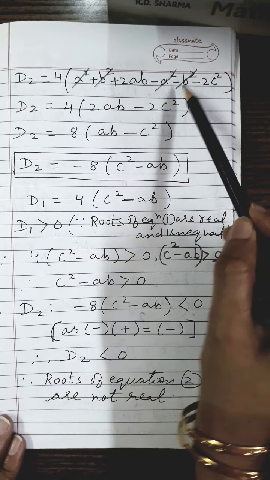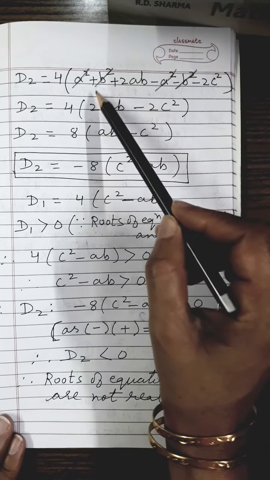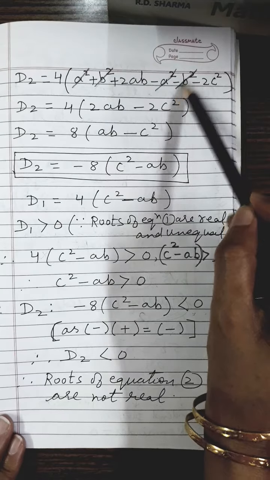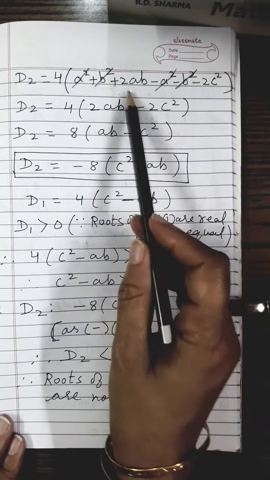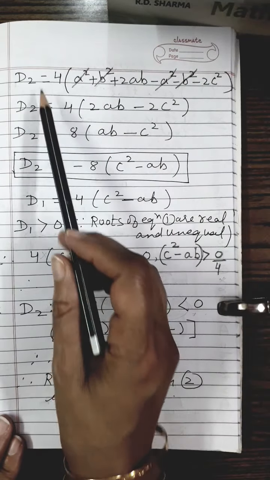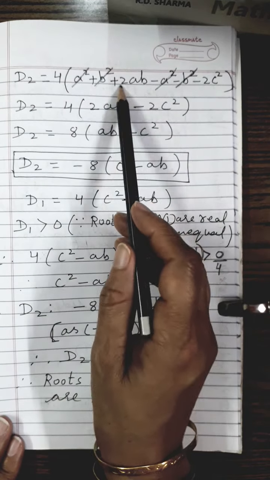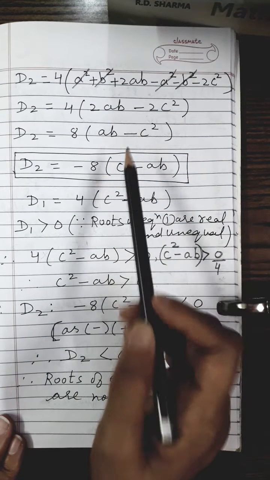Similarly, plus b square and minus b square will give you 0, that I can show by cancelling plus b square with minus b square. So what remains inside the bracket, that I will write in the next step. So d2 equals 4 bracket 2ab minus 2c square, right?